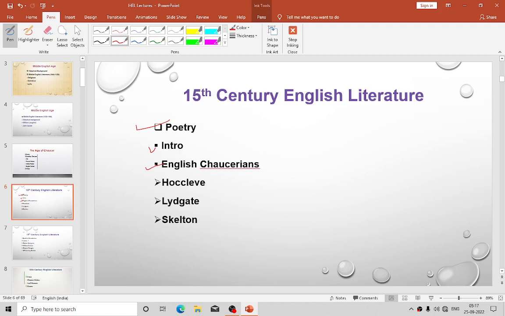Skelton was tutor to the future King Henry VIII. He was a rector and a learned classical scholar, but he preferred clowning in his poems. He is hard to classify. All that can be said about him is that his poetry reflects the spirit of the dying Middle Ages rather than that of the Renaissance. So this was the English Chaucerians.